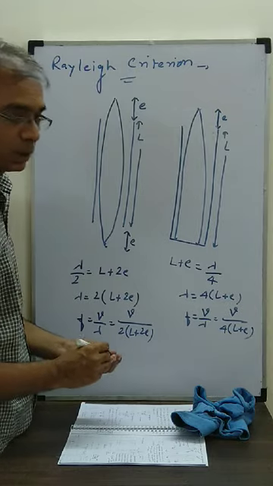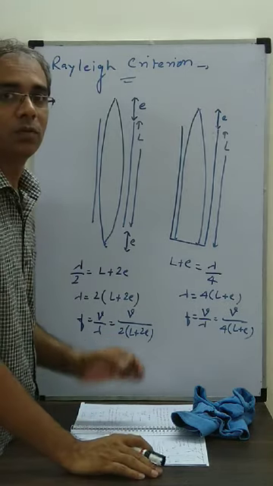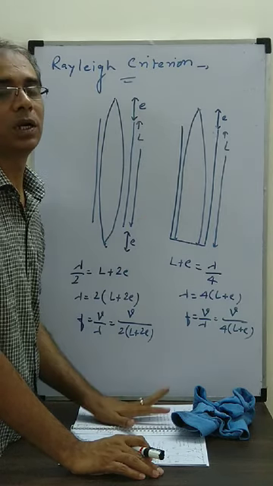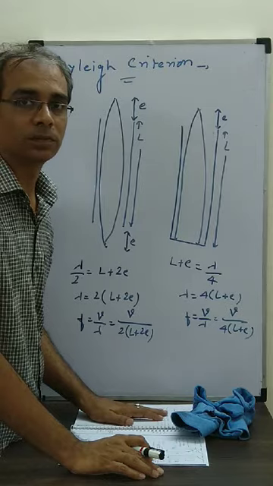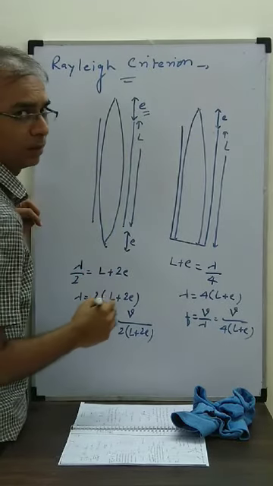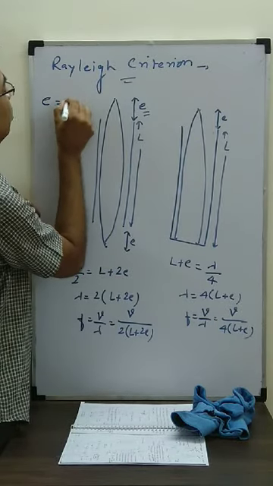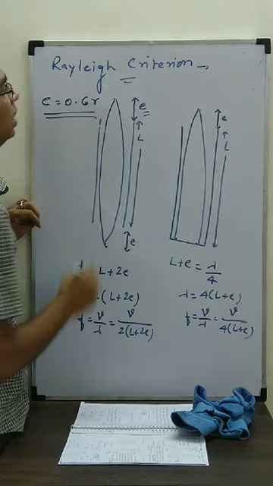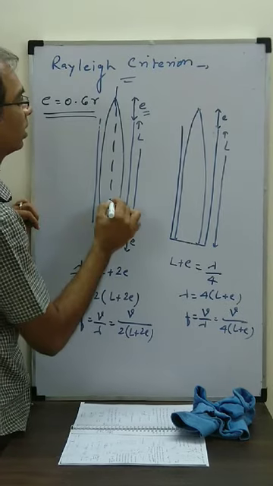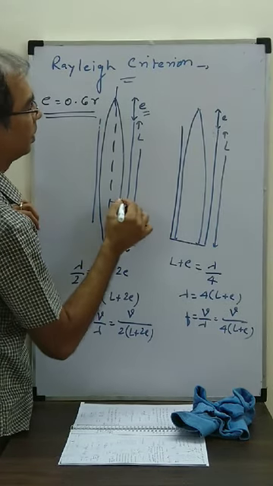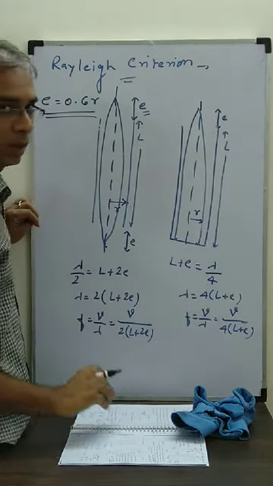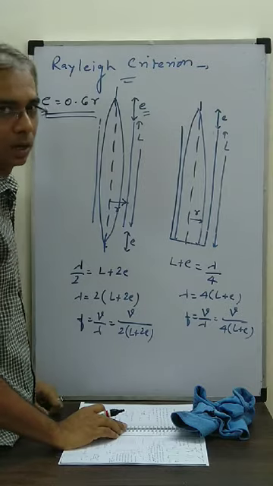But again, note it, unless it is mentioned in the question, we are not going to consider end correction. We will solve all the questions without end correction if it is not mentioned. And one more important thing, what is the value of this E obtained by Rayleigh? He said that E is actually 0.6 R. Now what is R here? R is the radius of these cylindrical organ pipes. So E value is 0.6 R.